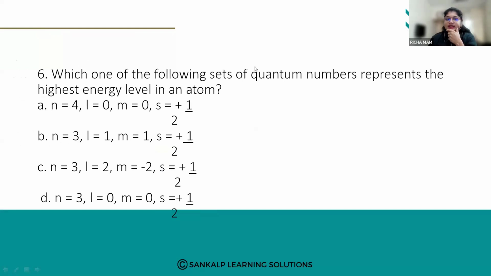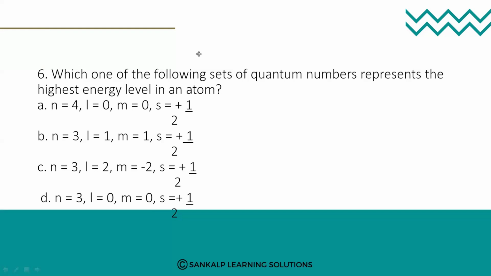Which one of the following sets of quantum numbers represents the highest energy level in an atom? We know that four quantum numbers are there. Which are the four quantum numbers? Principal quantum number, azimuthal quantum number, magnetic quantum number, and spin quantum number. We have discussed these quantum numbers in our previous class.